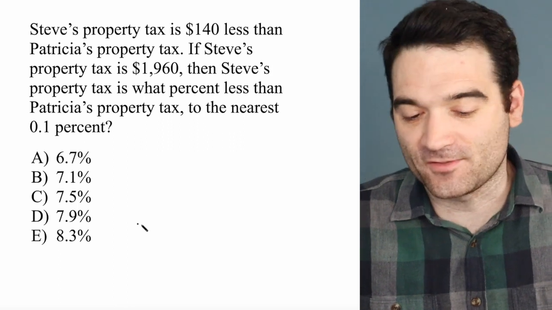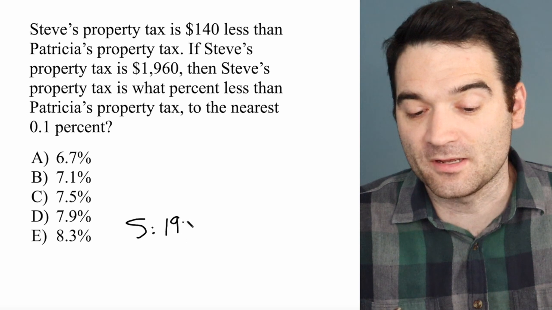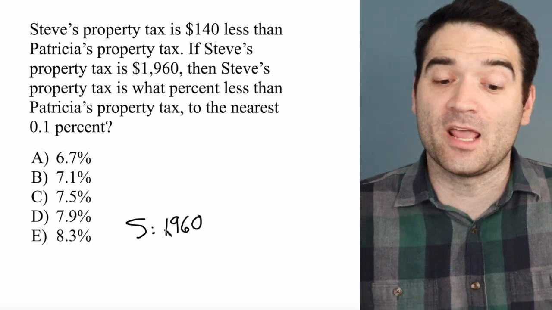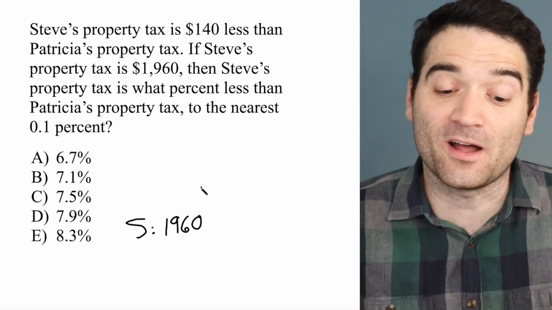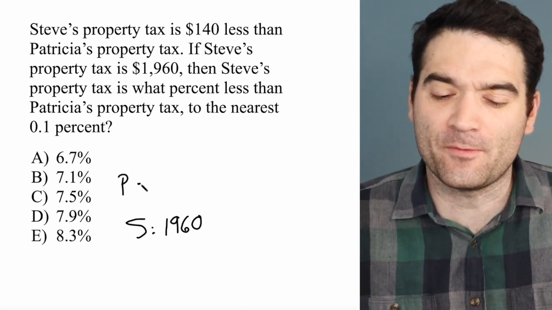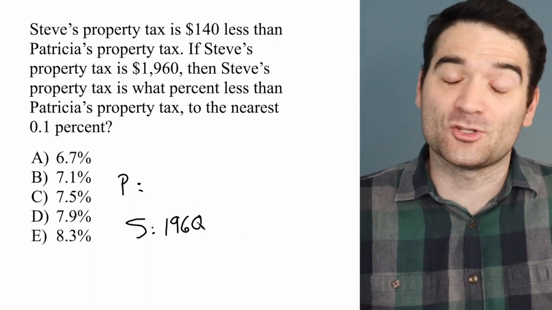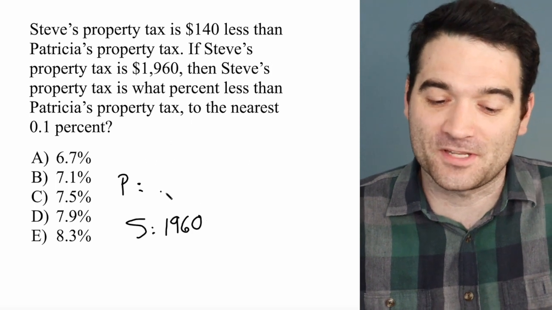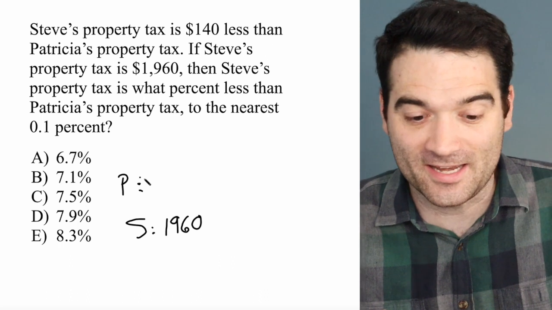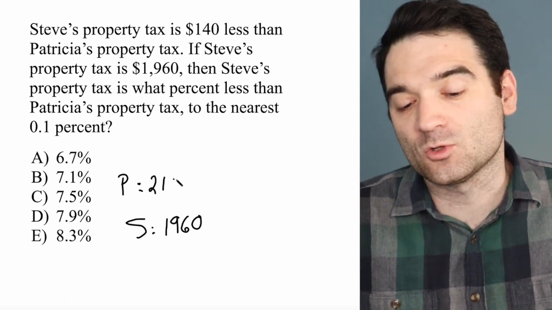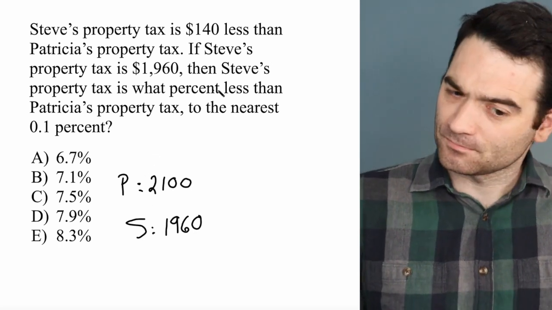All right, so let's get a sense of our characters here. We have Steve with a property tax of $1,960 and Patricia, whose property tax is $140 greater than Steve's, right? We know that Steve is $140 less than Patricia, so Patricia is $140 greater than Steve. So 1,960 plus 140, using our handy dandy calculator, comes out to 2,100. There we go.